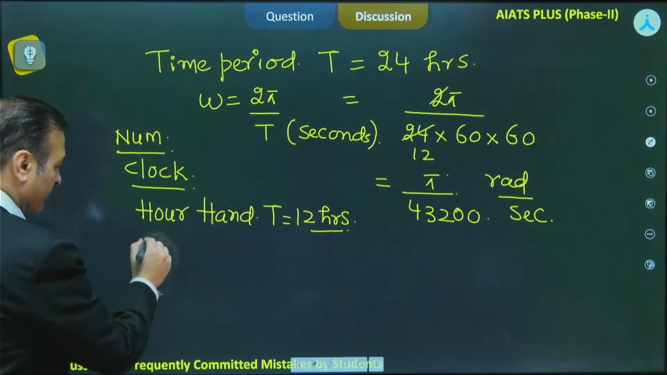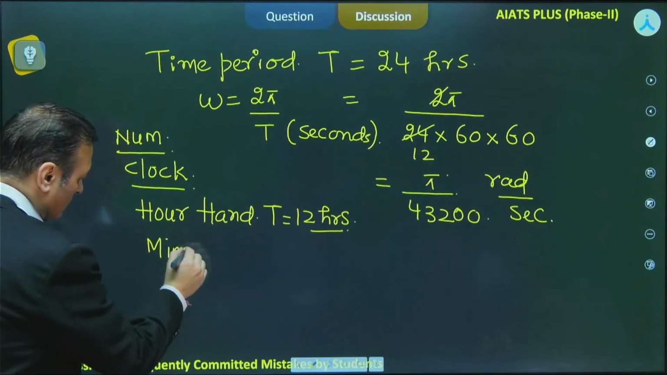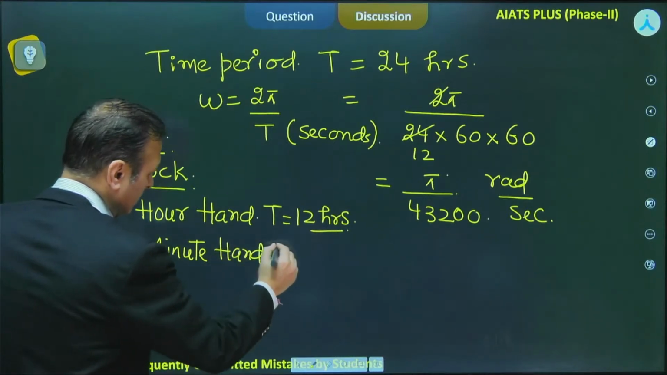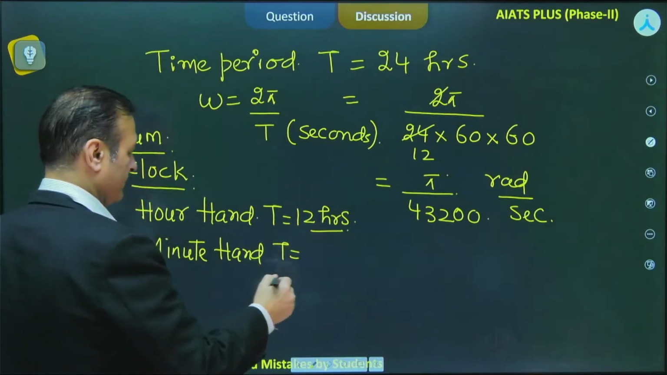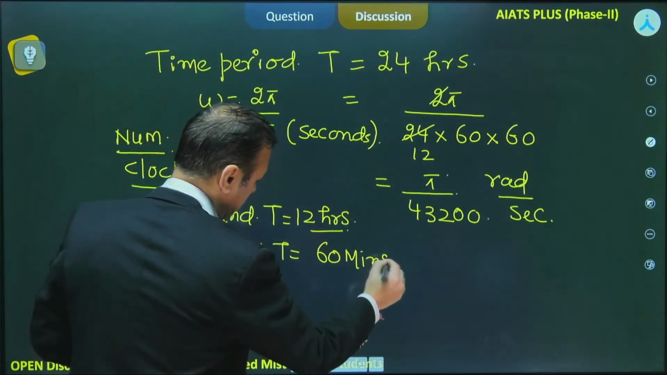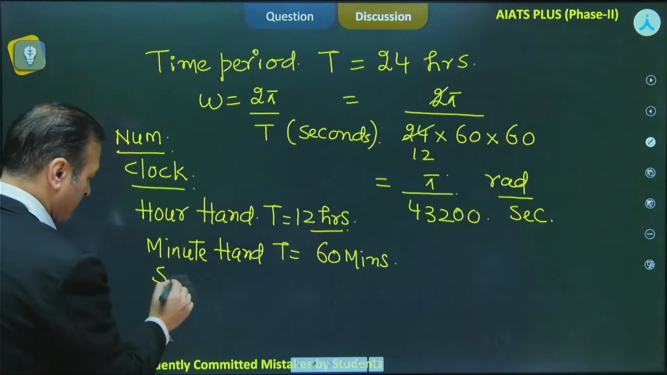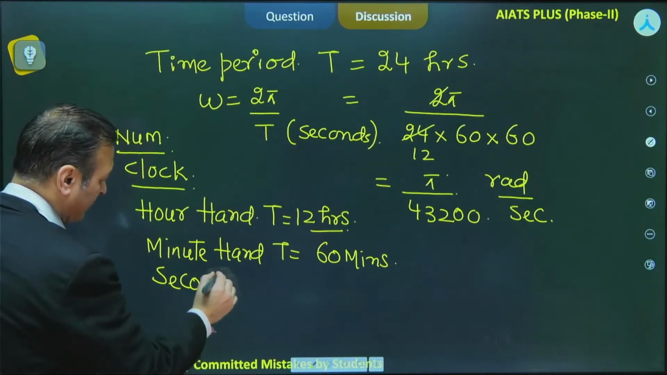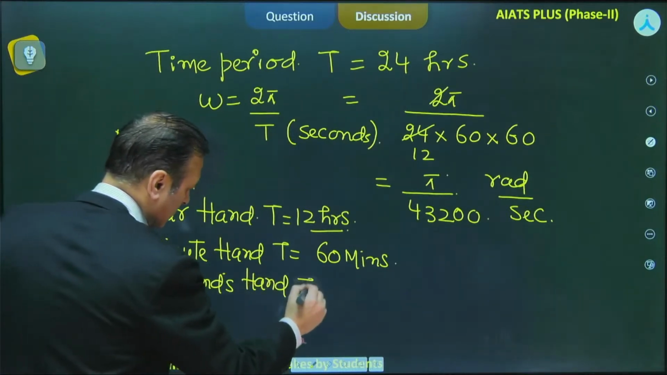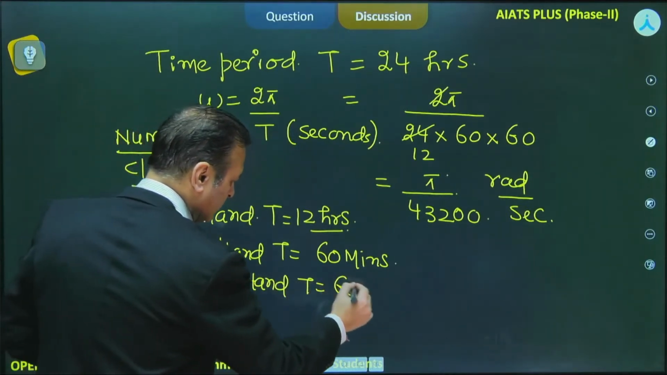And then we have the minute hand, and its time period is 60 minutes. And then we have the seconds hand, and it takes only 60 seconds.